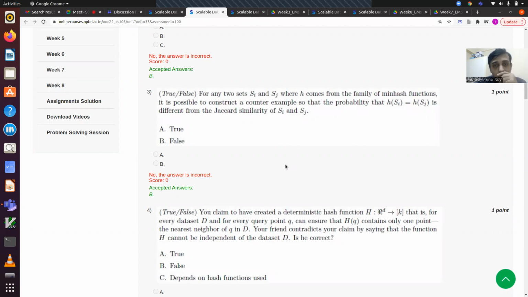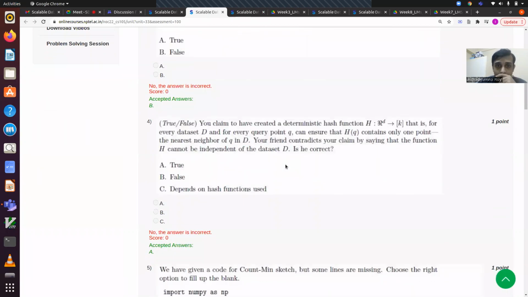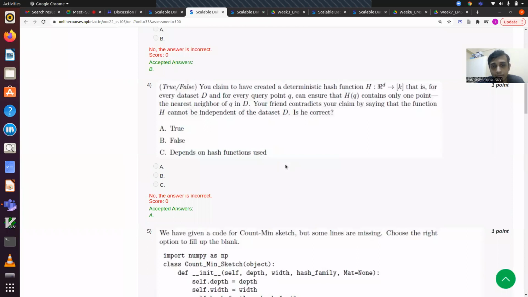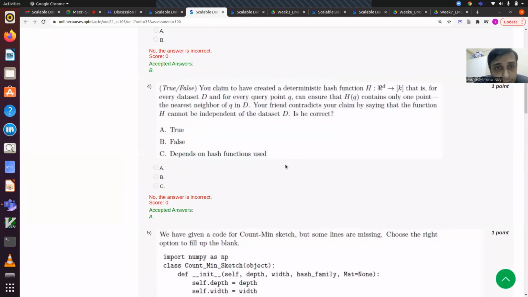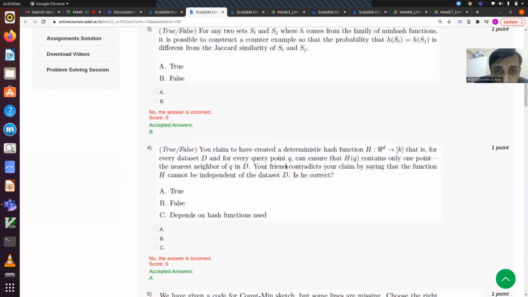Next question, next one. The theory question. Okay. Let's try. Let me also sit with you. Okay. You claim to have created a deterministic hash function R^d to K, that is, for every data set and for every query point, we can ensure that H(Q) contains only one point, which is the nearest neighbor of Q in D.